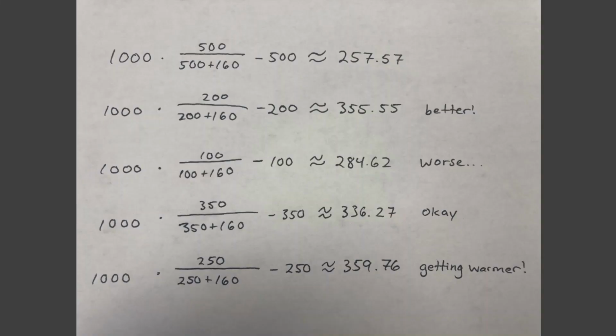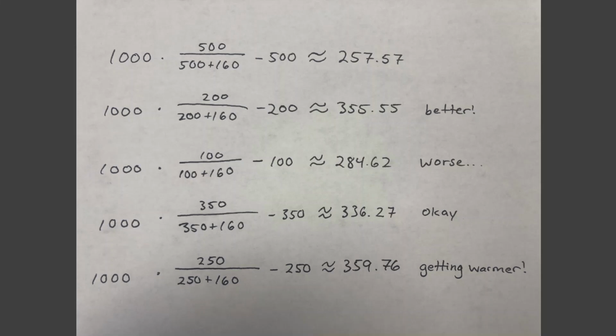For example, you could start off by guessing that 500 tickets might maximize this. If you write out 500 into the equation and solve it, you get $257 and about a half. You can then guess other numbers of tickets and see whether those tickets will do better or worse than that. If you put 200 as the number of tickets you've purchased instead, then in fact, you're going to end up doing better. That'll get you about $355.55.